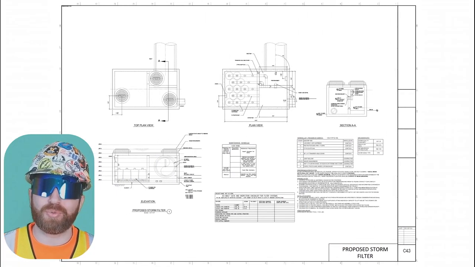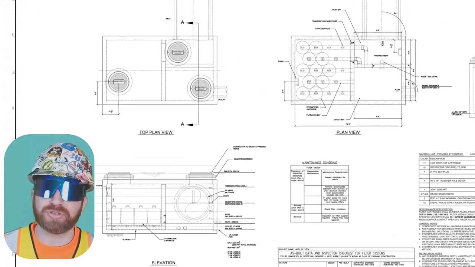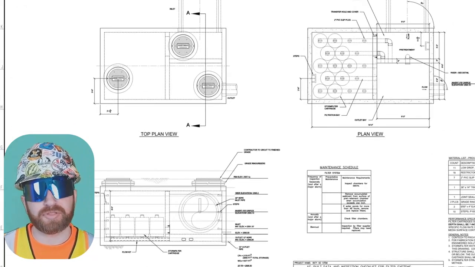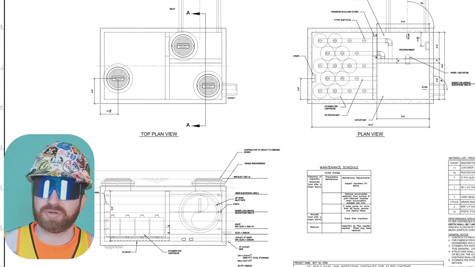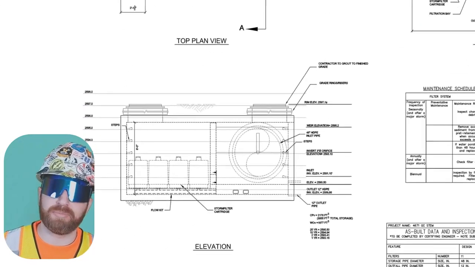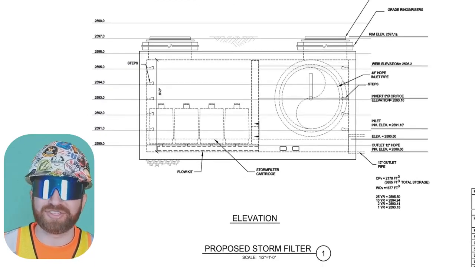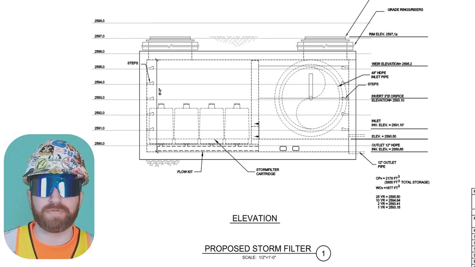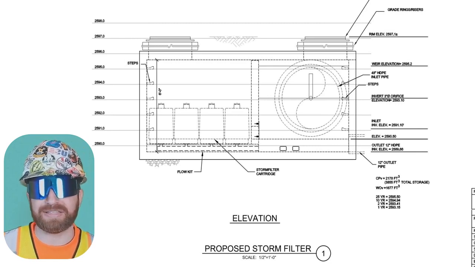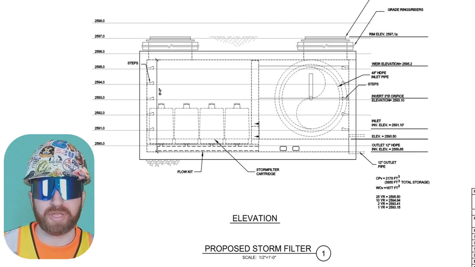Okay, so we're on C4.3, and it looks like we found that odd structure that we were looking at earlier. So I'm going to read everything on this page and read all the details and all the notes to further explain and put some context as to what this structure is going to look like, how it's going to be built, and how it's going to get installed. Okay, so we read everything, and it looks like this structure's purpose is just to filter the stormwater further before it enters back into the city or county stormwater system. We can keep moving on.